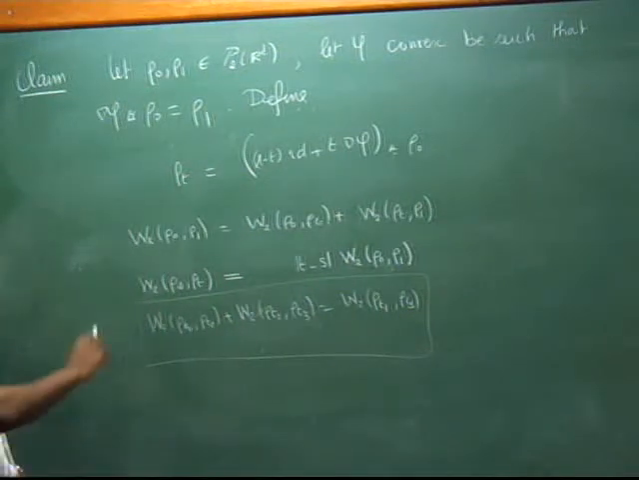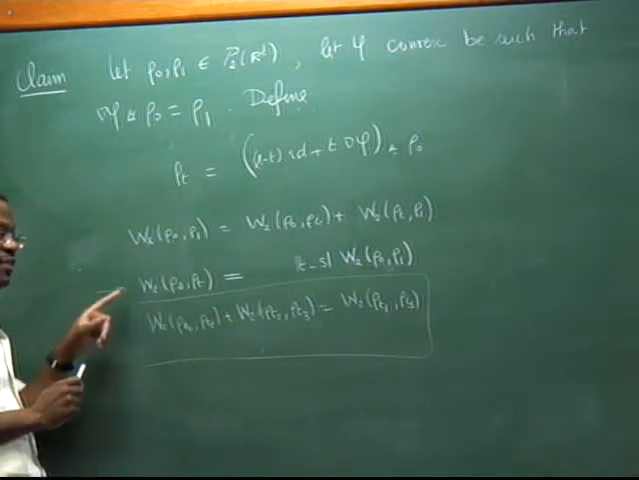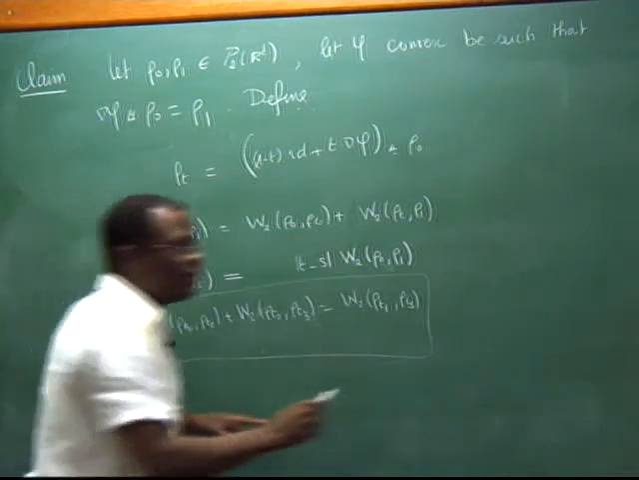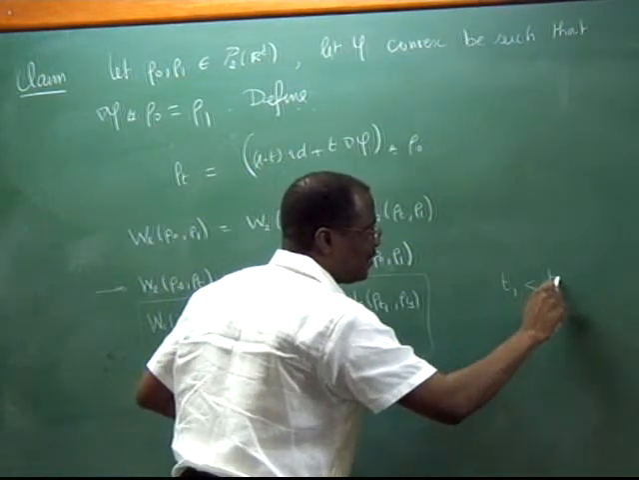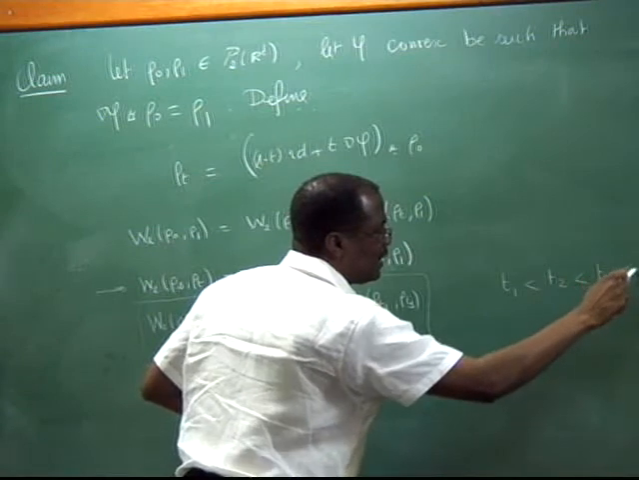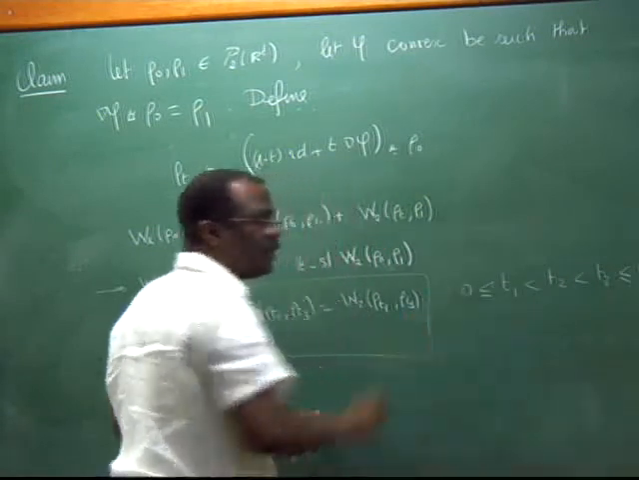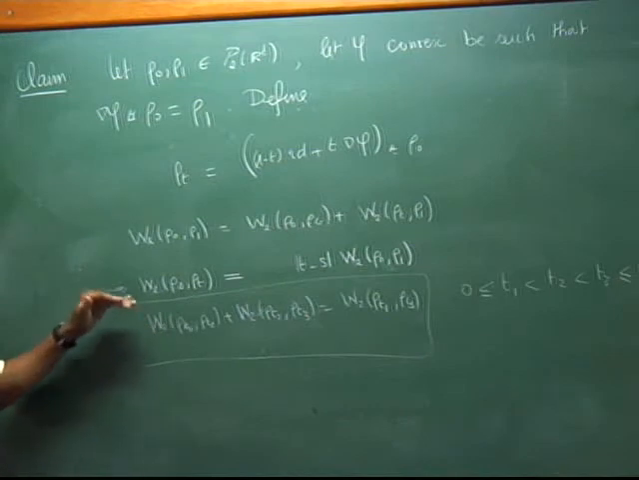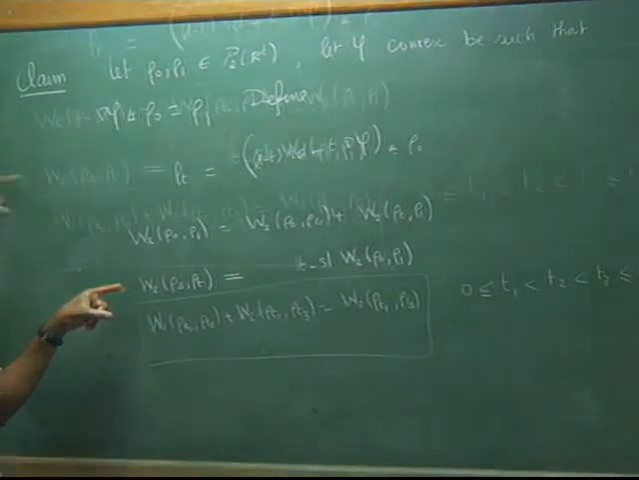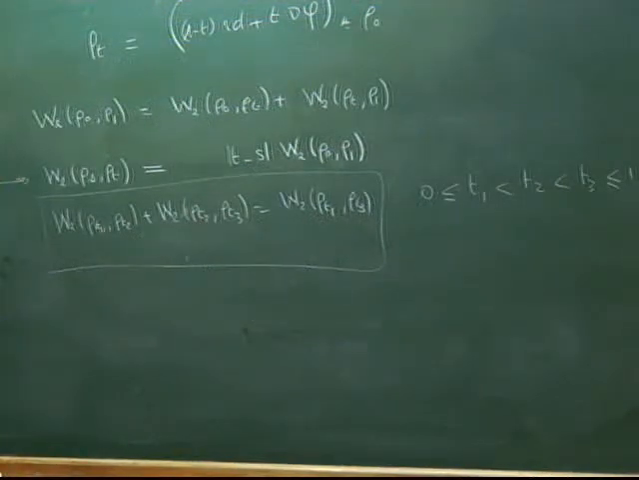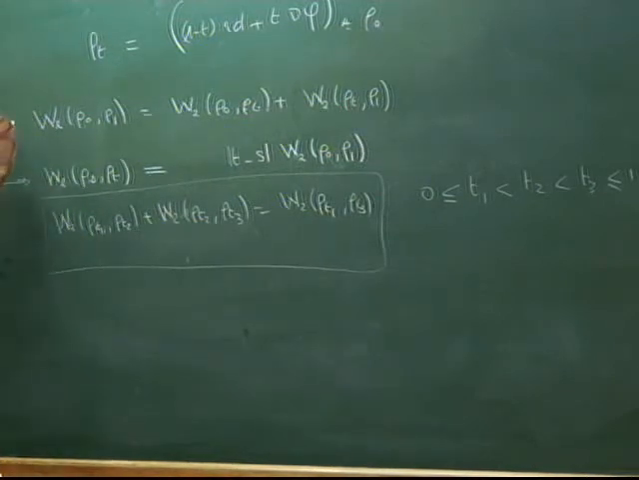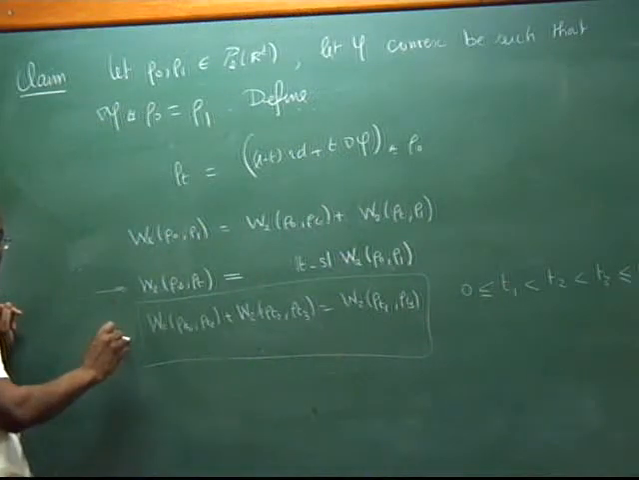So you can see that it suffices to show this, and you have that immediately. So this is t1 less than t2, less than t3, less than 1. Right? You can see that this is a consequence of that, and so this is what needs to be really proven. So my claim is if I have this, then I have that, and if I have that, then clearly I have this.